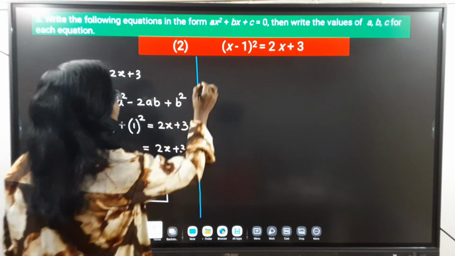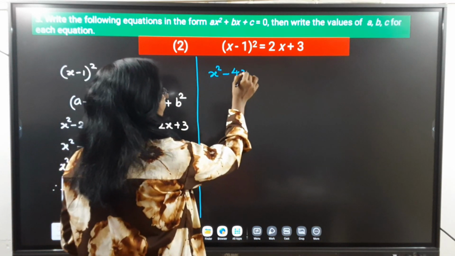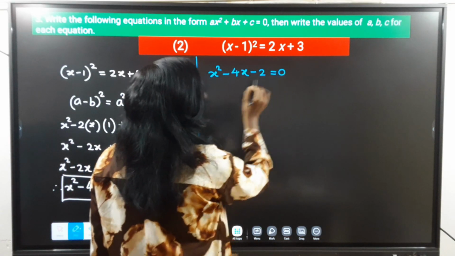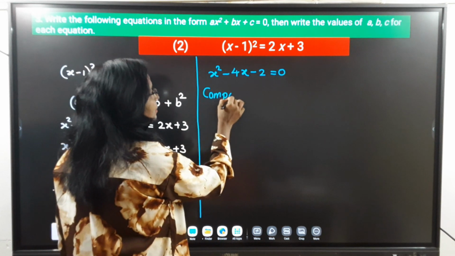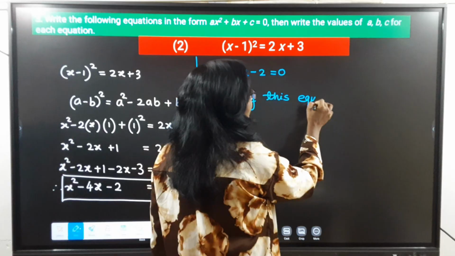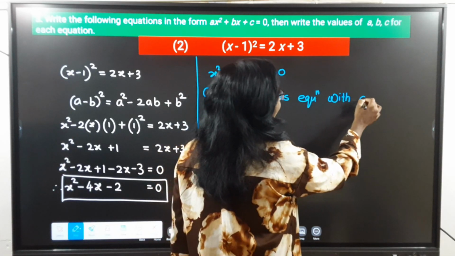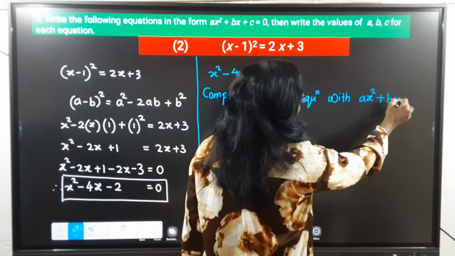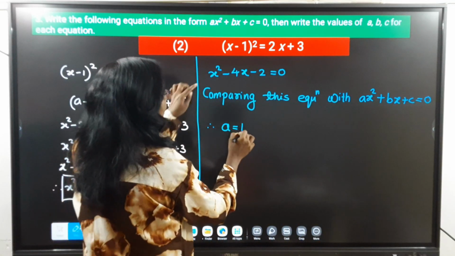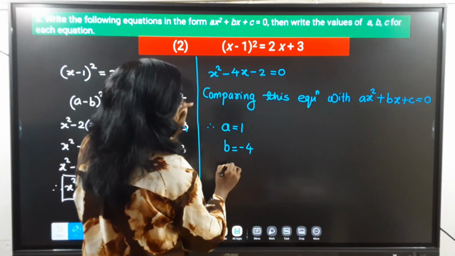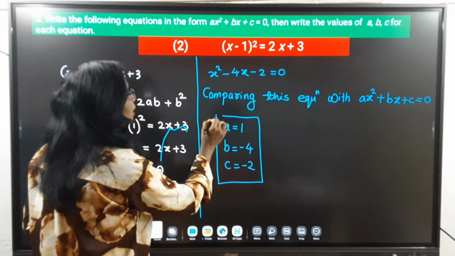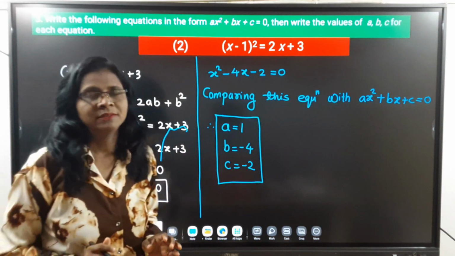So first I write down this equation, x square minus 4x minus 2 is equal to 0. Now comparing this equation with ax square plus bx plus c is equal to 0, therefore a is equal to 1, b is equal to minus 4 and c is equal to minus 2. In such a way we can find out the value of a, b, c.